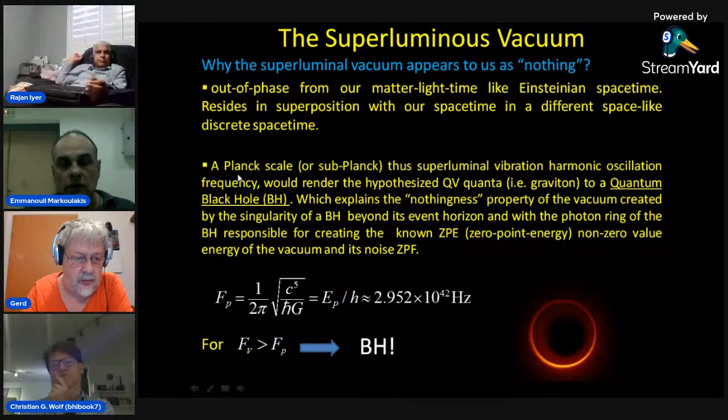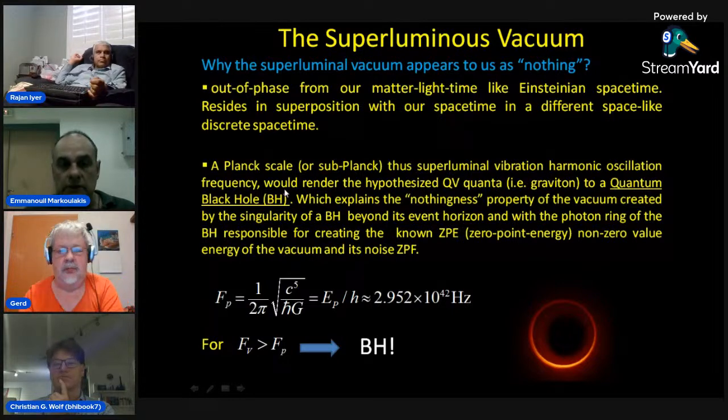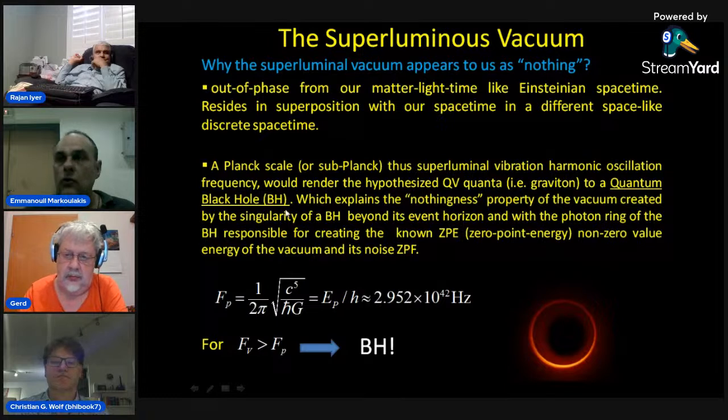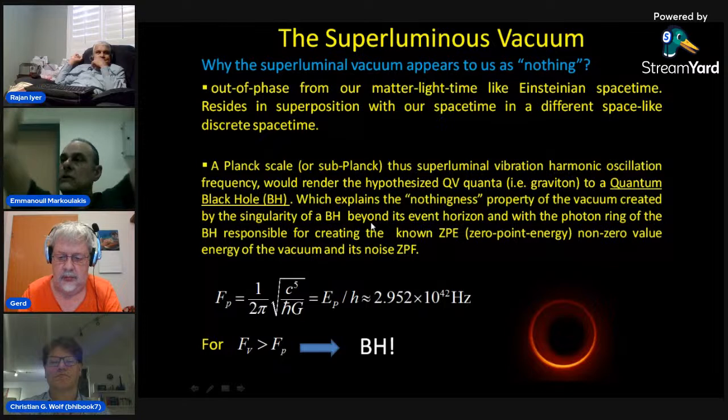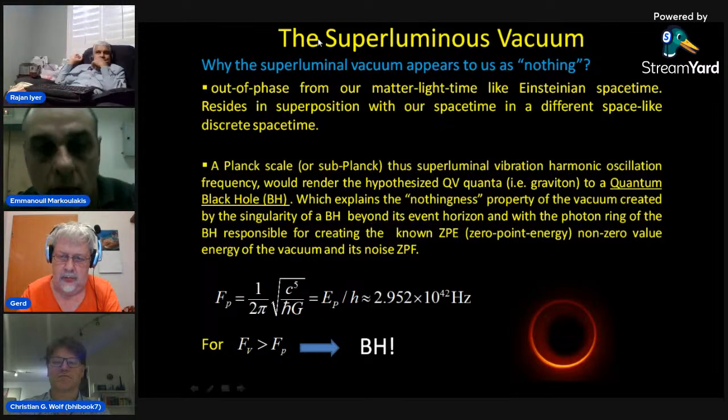Also, another way to see what the graviton is. A Planck scale or sub-Planck, thus superluminal, vibration harmonic oscillation frequency would re-define the hypothesized quantum vacuum quanta, aka graviton, as a quantum black hole. So if you have a vibrational frequency and harmonic oscillation that exceeds the Planck frequency, then you will create a singularity, actually a black hole, a quantum black hole, a macroscopic quantum black hole.